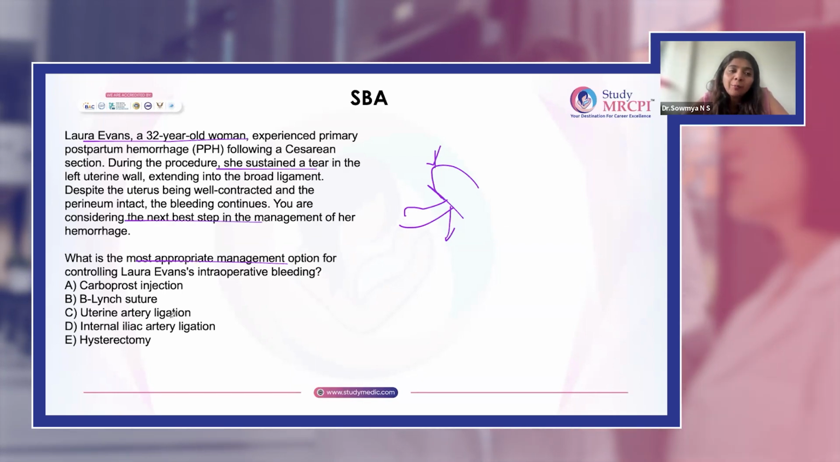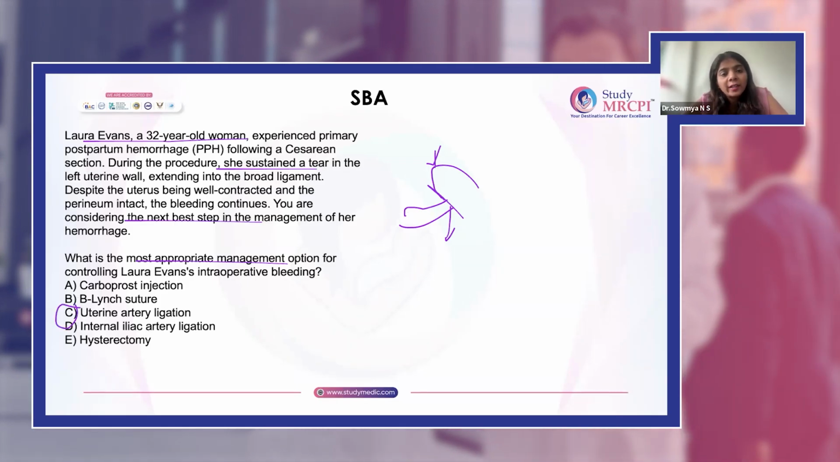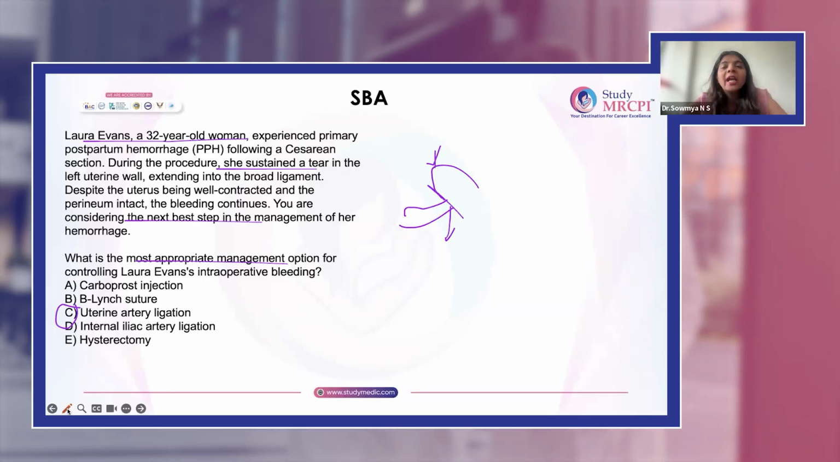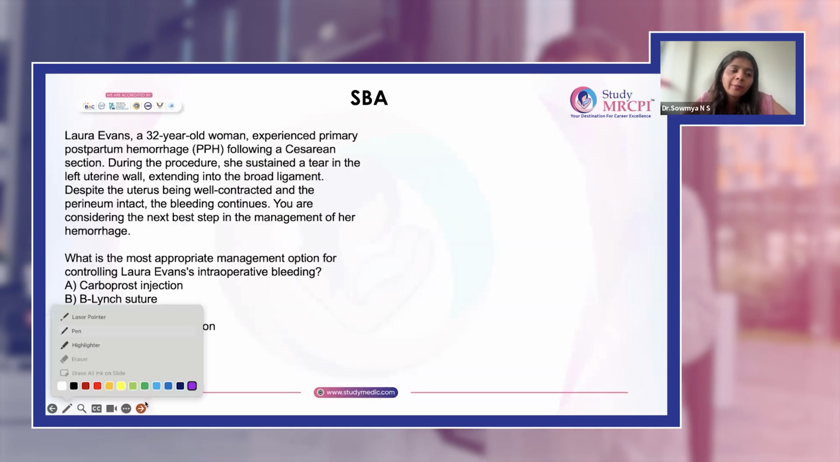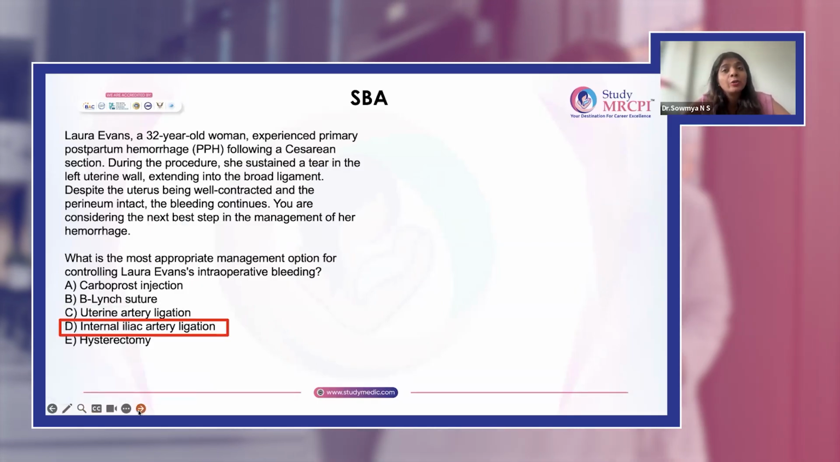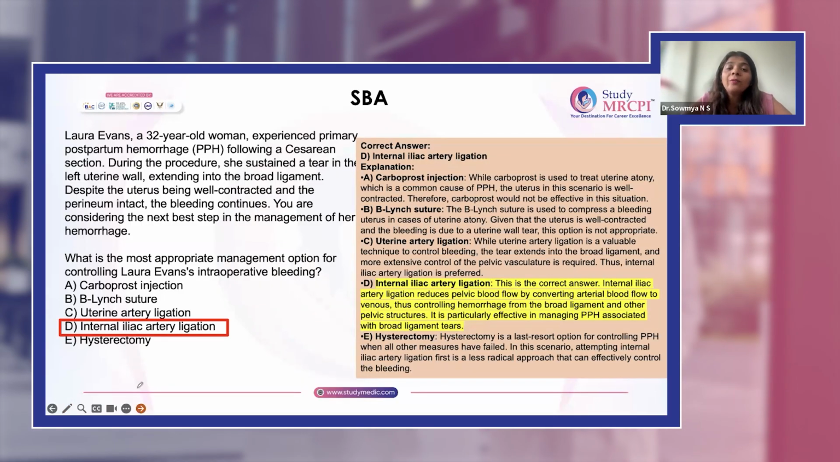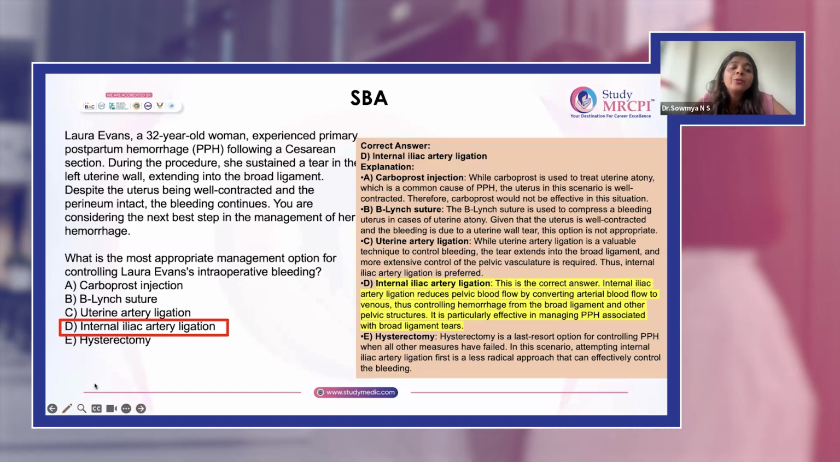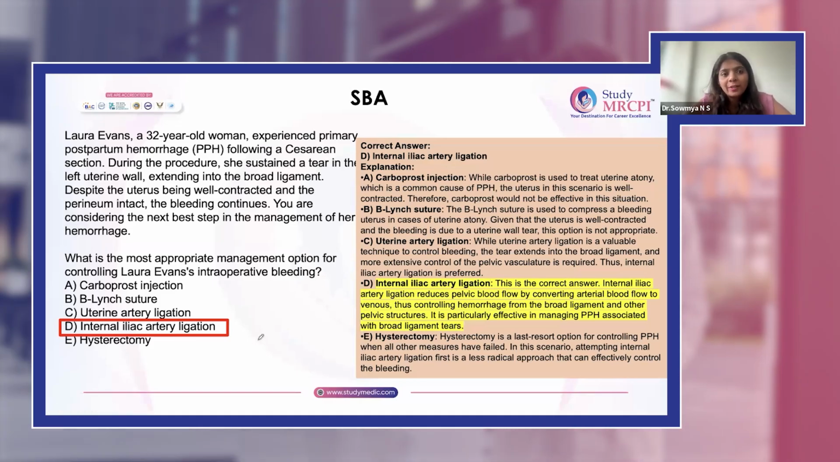Guys, there is a very important thing, because there is always a confusion between uterine and internal iliac artery. Remember, if anywhere the broad ligament is involved, so broad ligament hematoma or broad ligament is torn, you should always go for the internal iliac artery, because this is the only one which will help to reduce the venous plexus injuries to the broad ligament and to the pelvic structures.